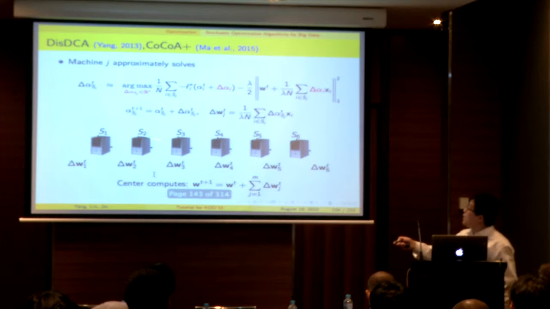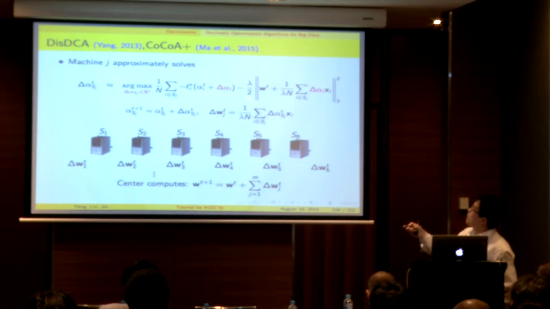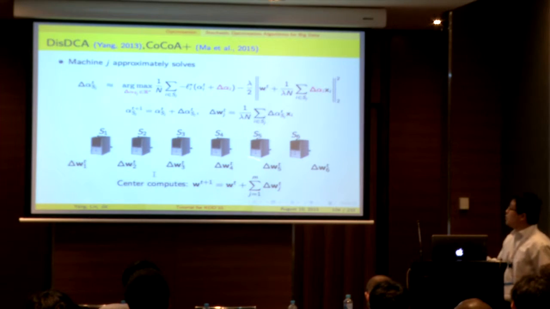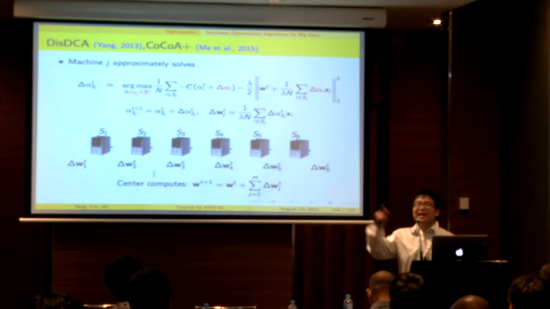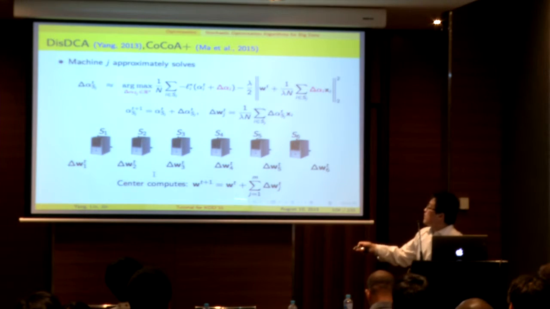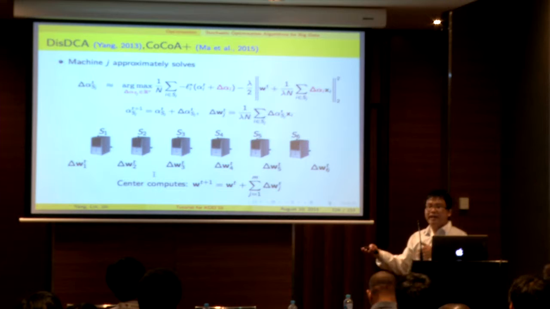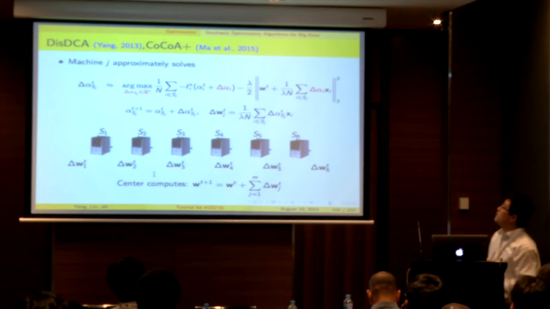What we do is that each machine runs these local problems, calculates this delta W and sends it to the center. When the center receives the delta W's, it adds them together and we update W. So each machine suggests a change in the primal variable, although they only solve the dual. And the center collects the changes suggested by each machine and aggregates them. So this is distributed SDCA. It's also known as DisDCA in Yang's papers and also CoCoA Plus. These are actually equivalent algorithms.